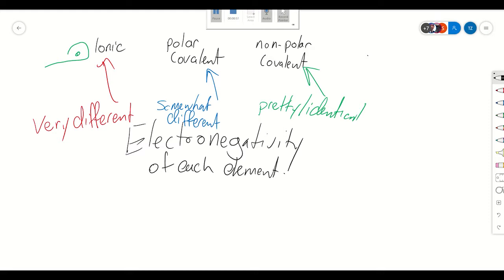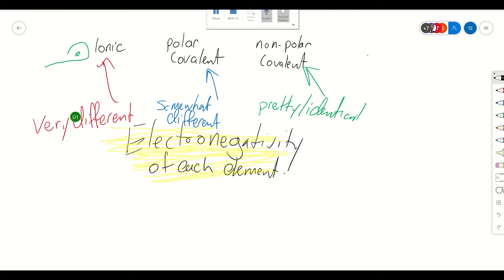All right. So that's your general gist of what's going on there. So you have the three different types of bonds. You have ionic, polar, and non-polar covalent, and they all happen to work off the difference in your electronegativity. If you have it heaps different, you're going to end up with ionic. If you have somewhat different, you end up with a polar covalent. If you have pretty identical, you end up with the non-polar.